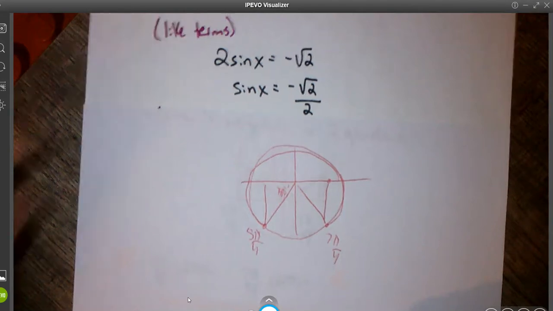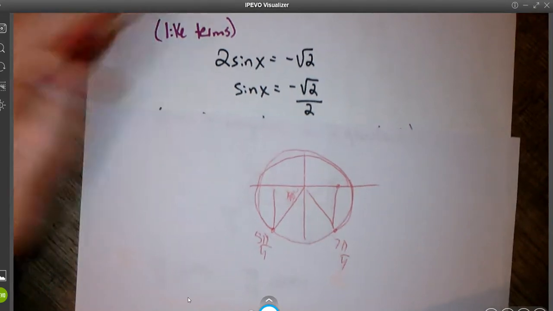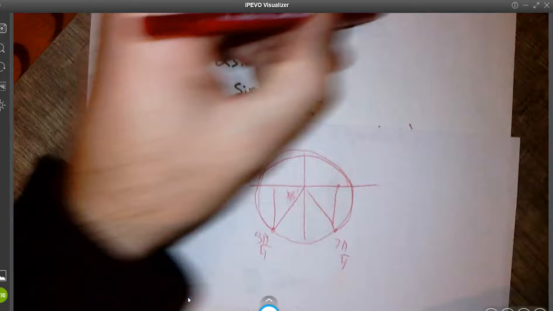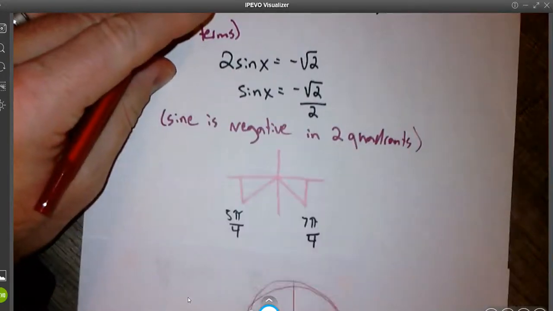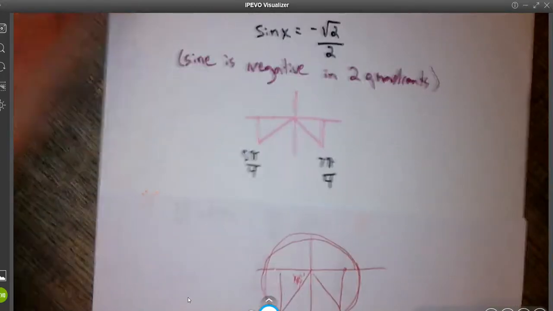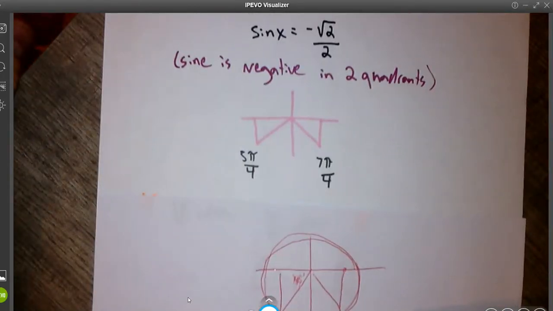Coterminal. All the angles that are coterminal with those two angles would work as well. Would solve this equation up here. So here's the same drawing I just did. I like doing it in real time for some reason.